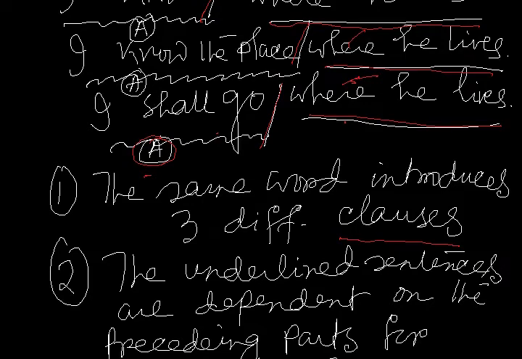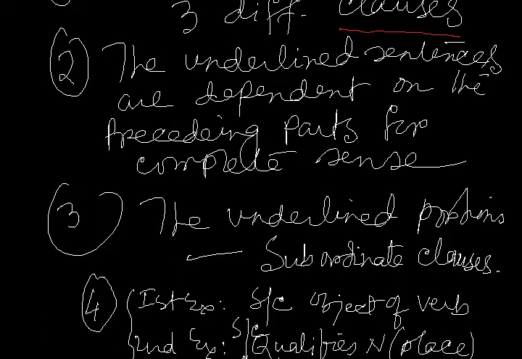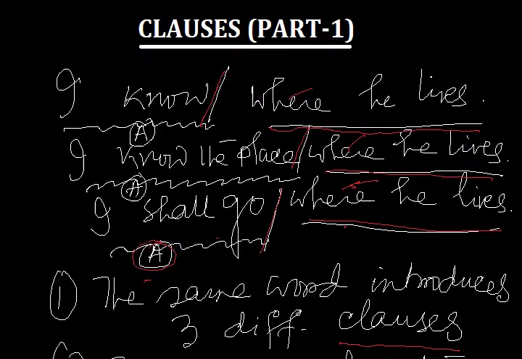Now the next important point to be observed is that underlined portions are called subordinate clauses. Subordinate clauses, that means where he lives. In all the three sentences, where he lives, where he lives, where he lives, these are called subordinate clauses. But you have to note the difference. They are subordinate clauses but with a difference.